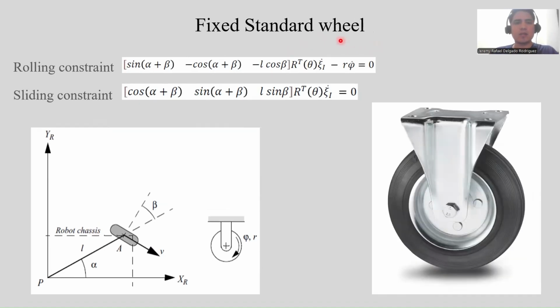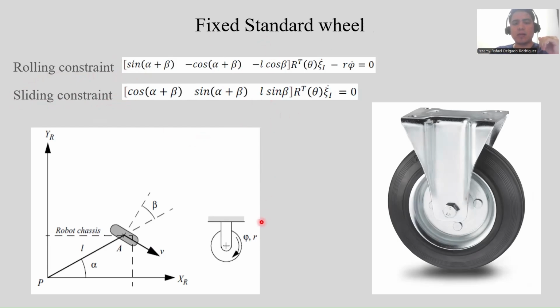Continuing with the discussion about kinematic constraint, we will now focus on the fixed standard wheel and the steered standard wheel. These two types of wheels share two important constraints. First, the rolling constraint, which ensures that the forward velocity is only caused by the wheel's spin. And second, we have a sliding constraint, which forbids movement perpendicular to the wheel's plane.